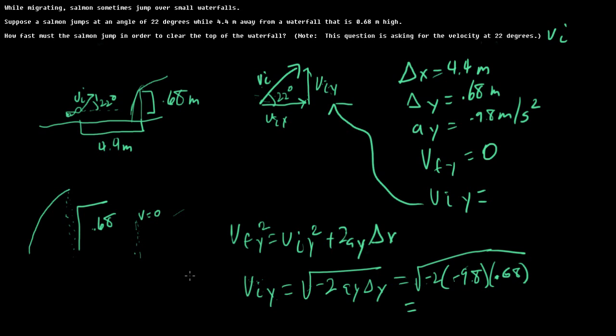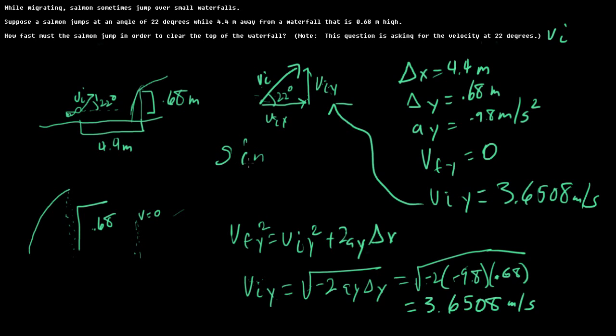So I get that VIY is about 3.6508 meters per second. We want this. We know this, we know this. So opposite over hypotenuse, we do sine of 22 equals VIY over VI.